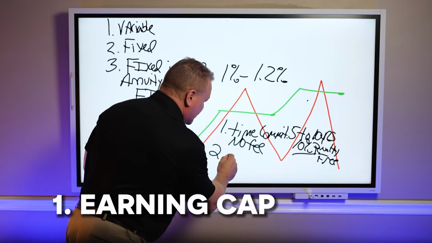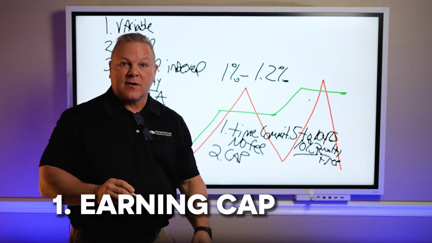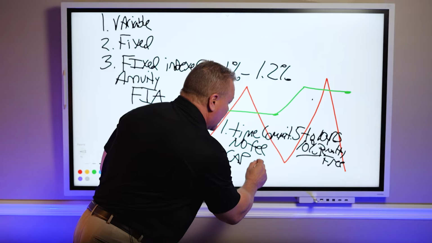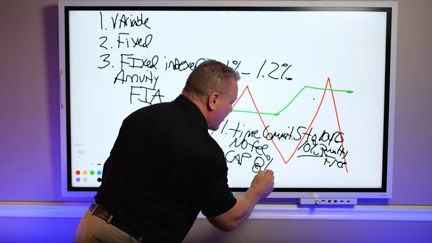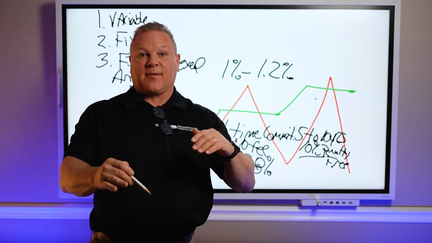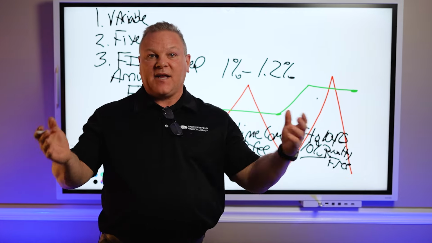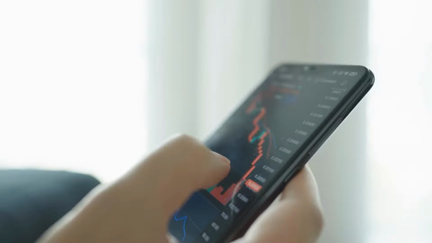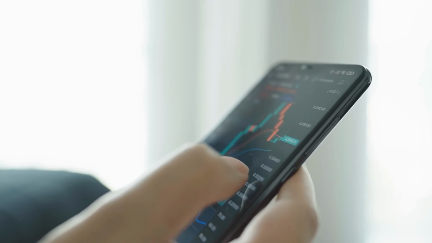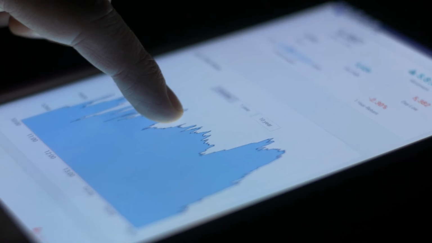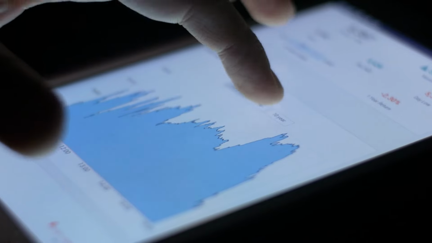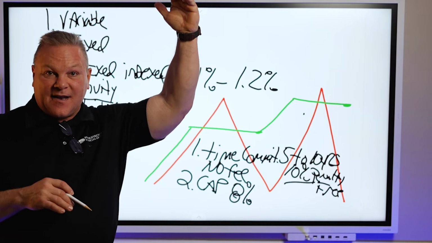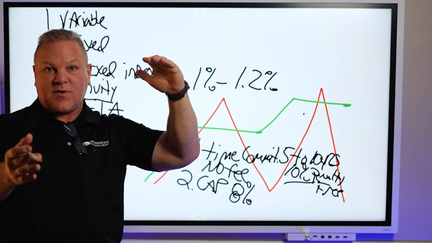Number two, there is a cap on how much you can earn in the account. So if you had a cap of, let's just say your cap was 8%, some are higher, some are lower, depending upon the company and the account and the time commitment. But here's the way a cap works. If the market was up 6%, they would give you 6% rate of return. If it was up 7, they would give you 7. If it was up 8, they would give you 8. But if the market was up 10, they would give you how much? They would give you 8%.